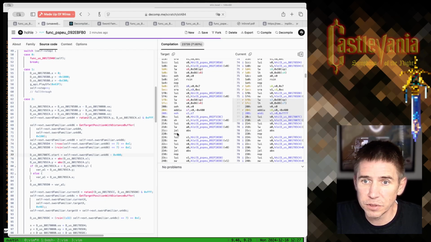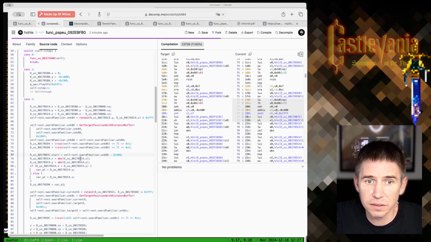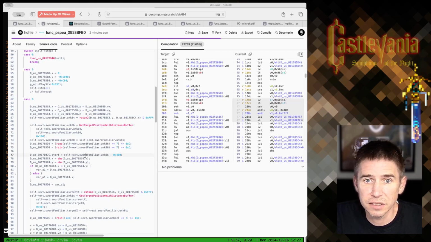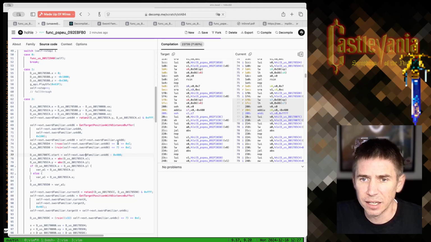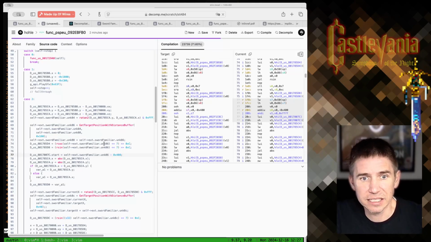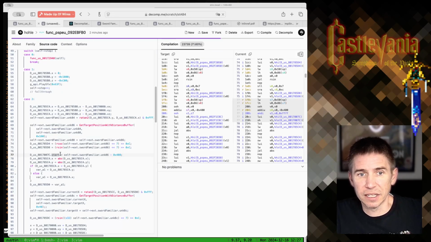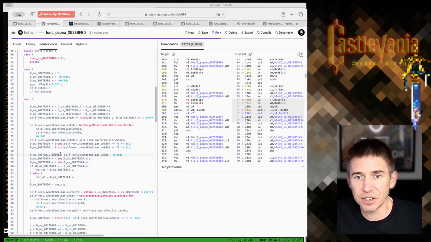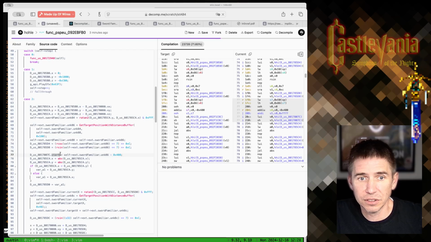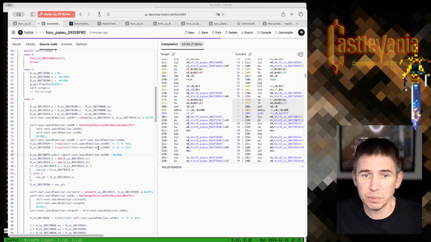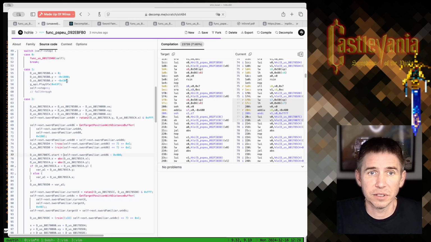The M2C likes to put these additional casts in that seem not necessary. Okay, so here's a sign extension. This is suggesting that start should be a 32-bit value. So let's see what that is.